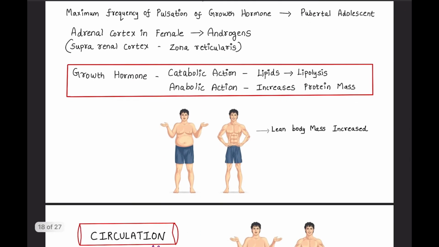So now we will see the function of growth hormone. Growth hormone has two functions, catabolic action and anabolic action. In the catabolic action, the growth hormone will break down the lipids, a process known as lipolysis. And in anabolic action, it will increase the protein mass.